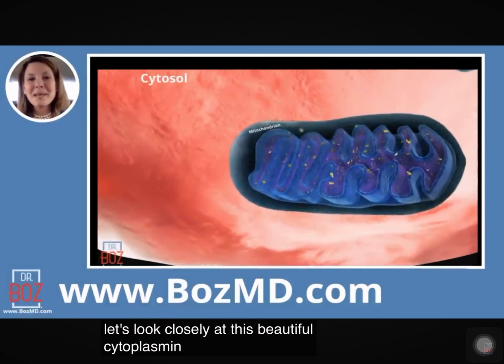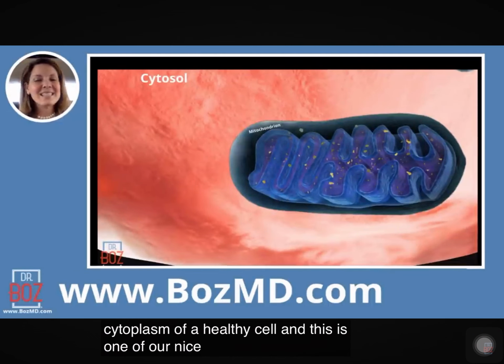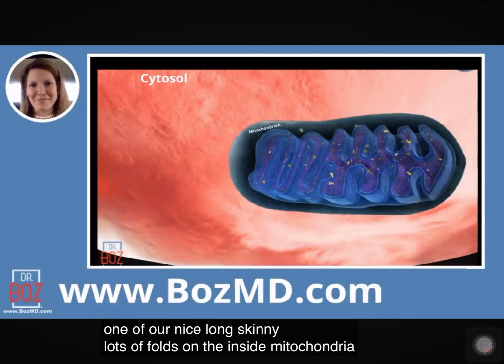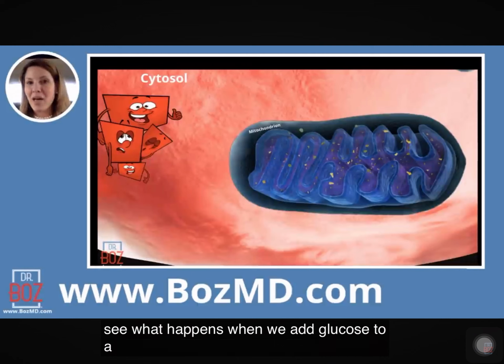This beautiful cytoplasm. Again, this is the cytosol or cytoplasm of a healthy cell. And this is one of our nice, long, skinny mitochondria with lots of folds on the inside. So let's add some glucose to here and see what happens when we add glucose to a healthy mitochondria.